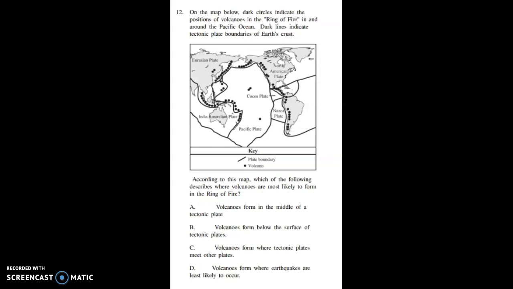Question 12. On the map below, dark circles indicate the position of volcanoes in the Ring of Fire in and around the Pacific Ocean. Dark lines indicate tectonic plate boundaries of Earth's crust. According to this map, which of the following describes where volcanoes are most likely to form in the Ring of Fire? A. Volcanoes form in the middle of the tectonic plate. B. Volcanoes form below the surface of the tectonic plates. C. Volcanoes form where tectonic plates meet other plates. Or D. Volcanoes form where earthquakes are least likely to occur.